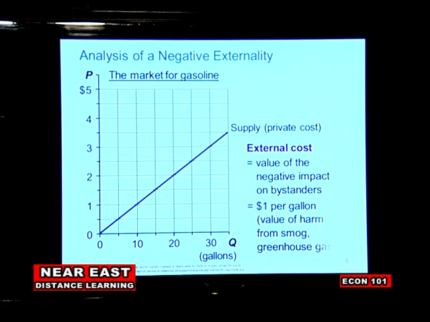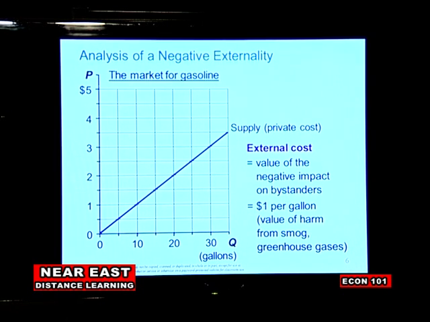The market equilibrium maximizes consumer plus producer surplus. We have supply, which we call private cost, and we have external cost equal to the value of the negative impact on bystanders. For this market, we assume the negative effect is equal to $1 per gallon. This is the value of harm from smoke and greenhouse gases.